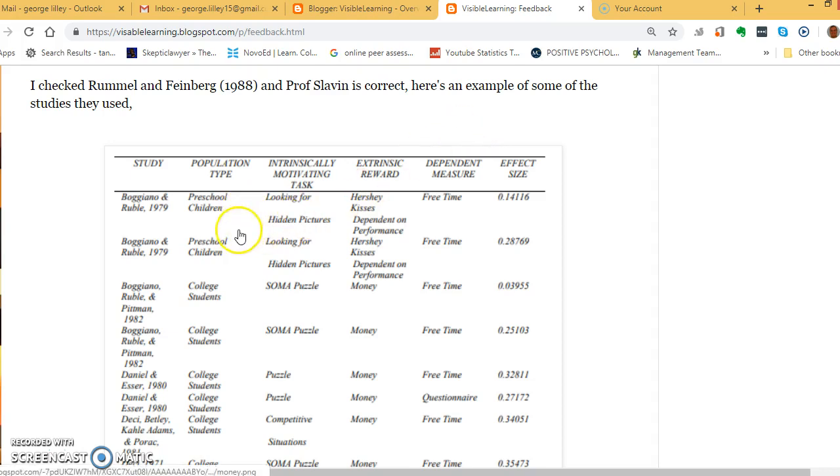It's a meta-analysis, so it combines a whole range of different studies like these. It's looking at intrinsically motivating tasks. Often they used puzzles with kids, and the reward was perhaps chocolates or money. And the effect sizes reported, if they're positive, that means a decrease in performance.